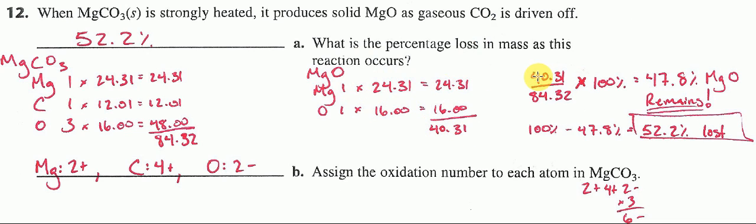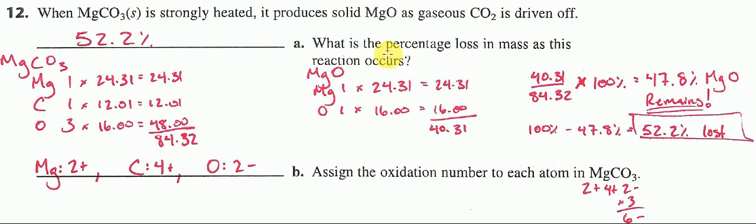I'm going to take my 40.31, divide by the mass of the overall molecule, which is 84.32, multiply by 100, we get 47.8%. So, compared to the original sample, the magnesium carbonate, when we have MgO that remains, that's 47.8% of the original sample. 47.8% of the original sample remains.